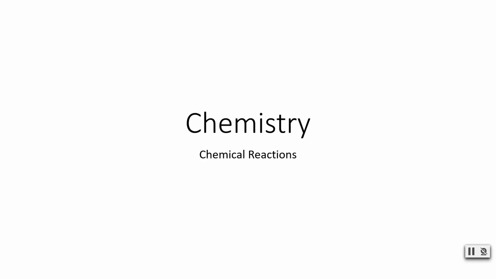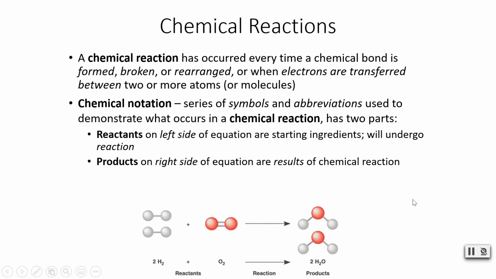In this lecture, we will discuss chemical reactions. Chemical reactions occur every time a chemical bond is made, broken, or rearranged, or if we transfer electrons between two or more atoms or molecules. So chemical reactions are written in very specific manners.